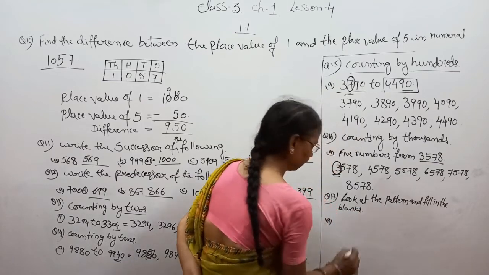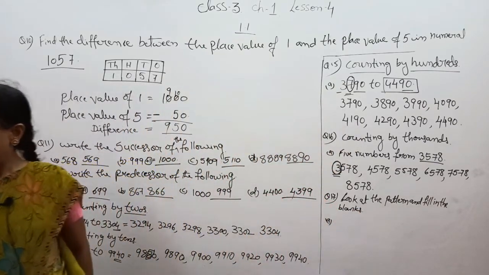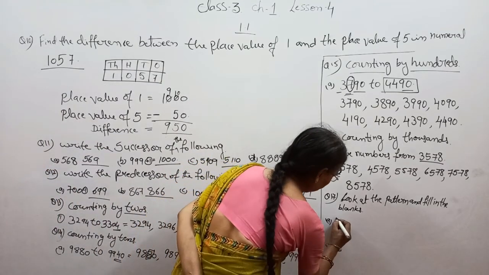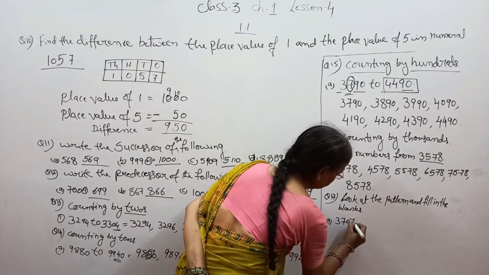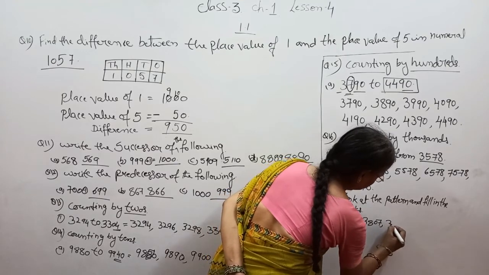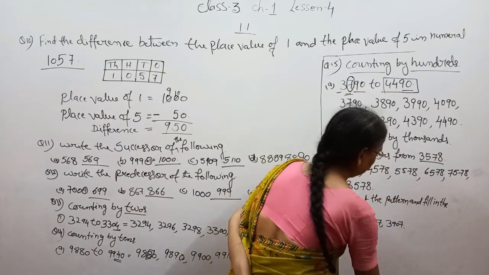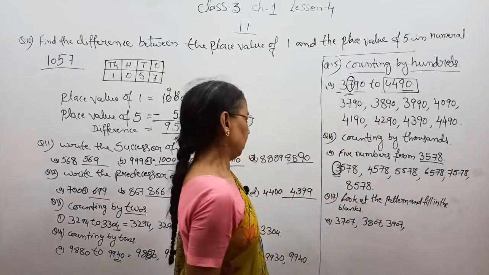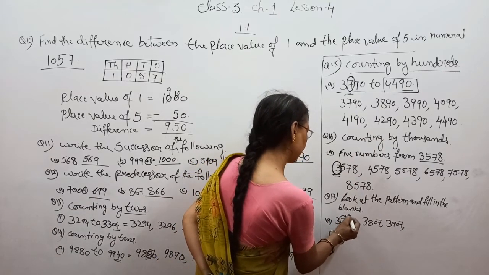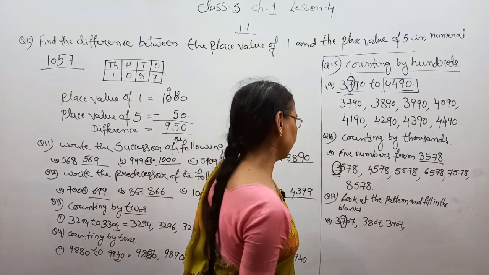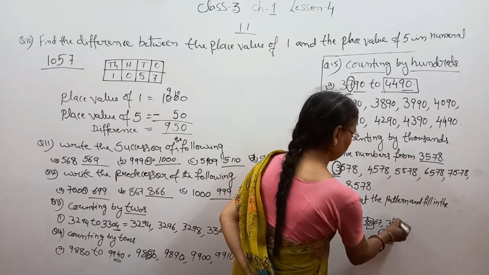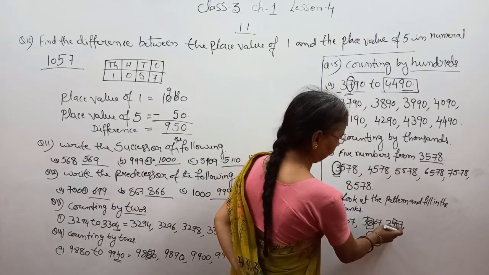Question number 1. First pattern is 3707, then given 3807, then 3907. In this question, the number will be in 4 digits. The third number, that is hundreds number, will be changed consequently, here it is 7, here it is 8, and here it is 9.